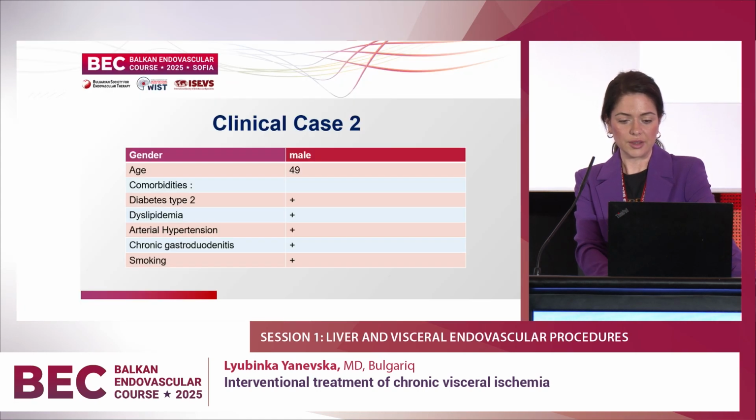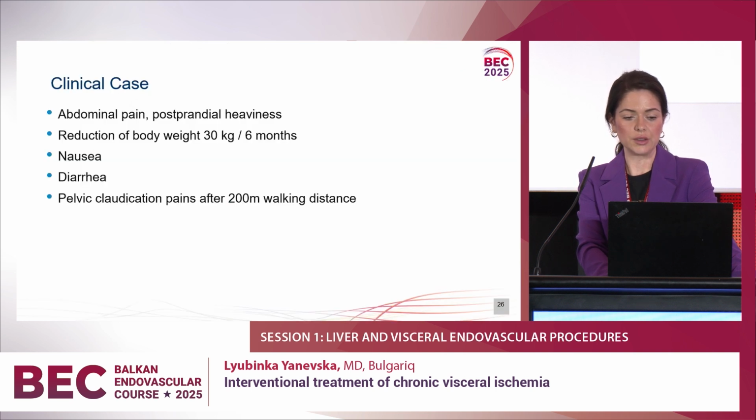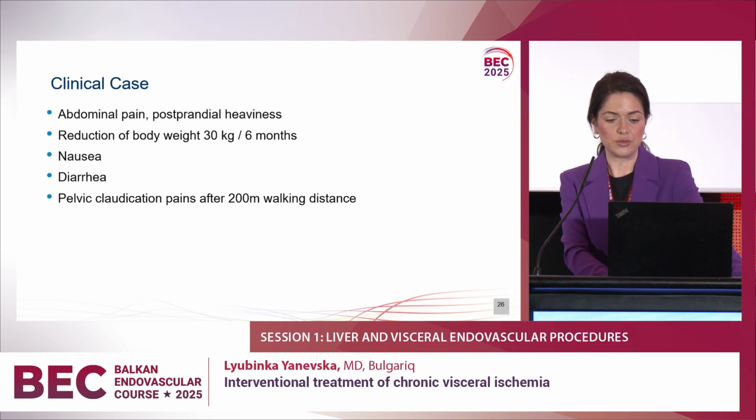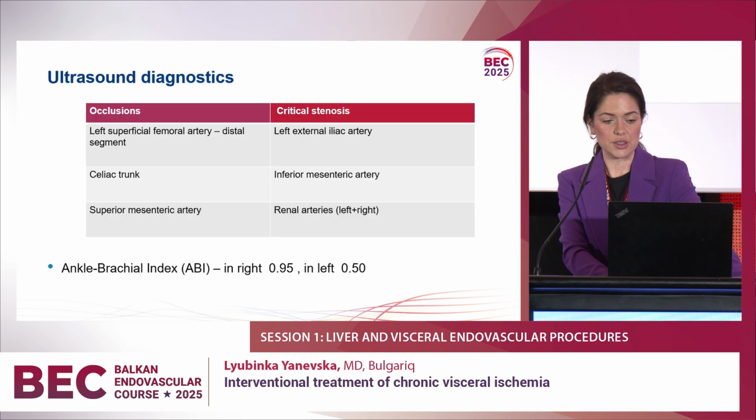The second clinical case is a male, 49 years old, with comorbidities: diabetes type 2, dyslipidemia, arterial hypertension, chronic gastroduodenitis, and smoking. Clinical case: abdominal pain, postprandial heaviness, reduction of body weight of 30 kilograms in 6 months, nausea, diarrhea, and pelvic claudication pain after 200-meter walking distance.